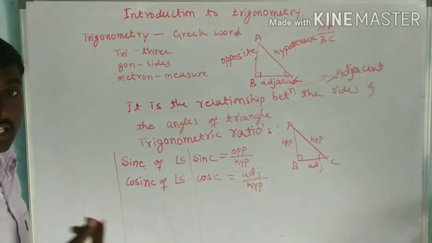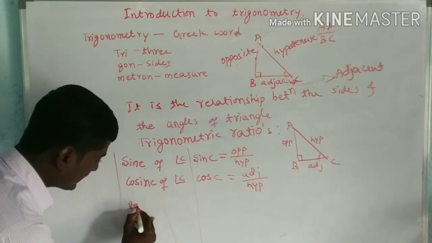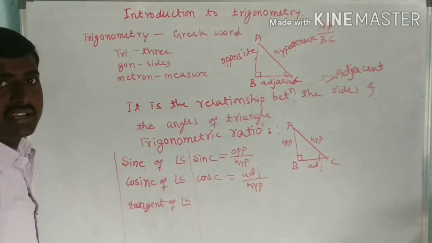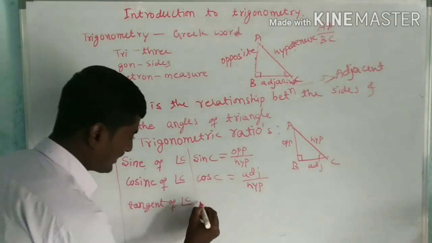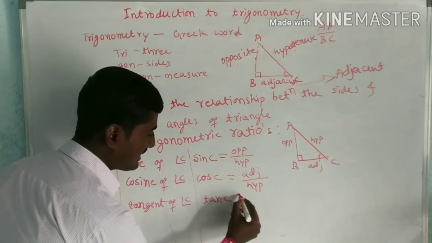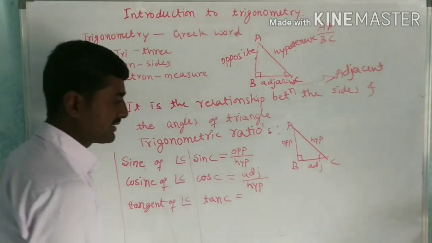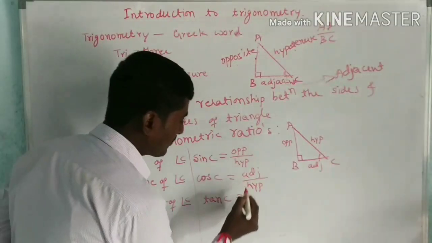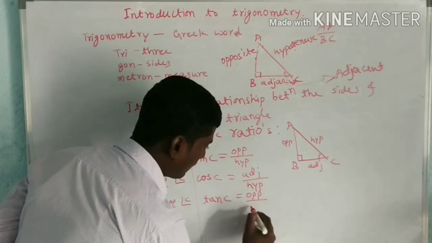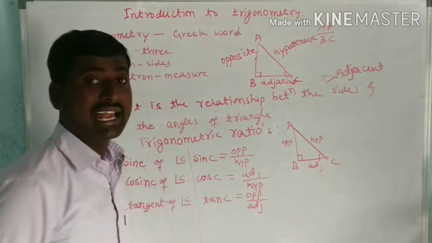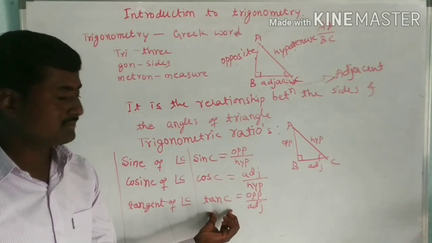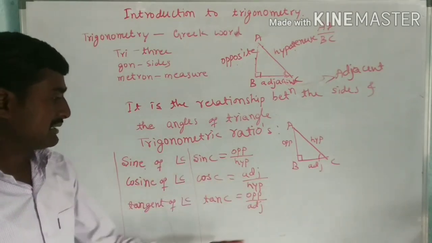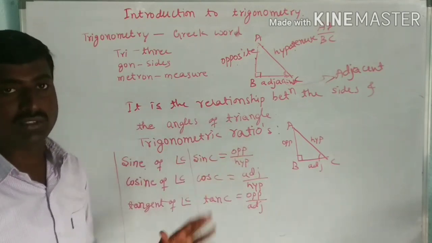Then the third one, tangent of angle C. In short form I can write it as tan C. So tan C is sin C divided by cos C. That is, opposite divided by adjacent side. So the definition of tan, or tangent, is opposite by adjacent. These are the three major trigonometric ratios.